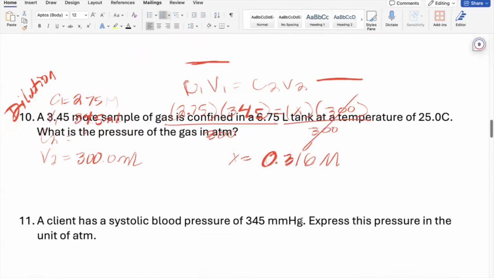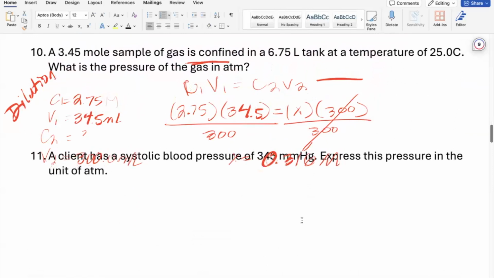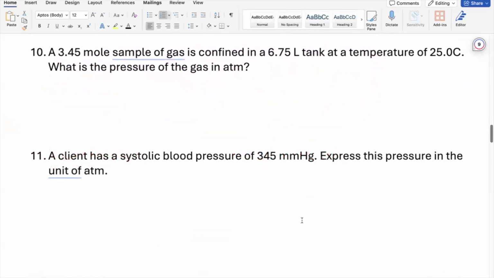We're going to move down to number 10 now. Number 10 is an example of our other gas law, which is the ideal gas law. How did I identify that? The ideal gas law is PV equals nRT, where you have all these different variables with different units. Here I see moles, but I also see liters and a temperature, and I'm being asked what the pressure is. For me, that cues the ideal gas law.